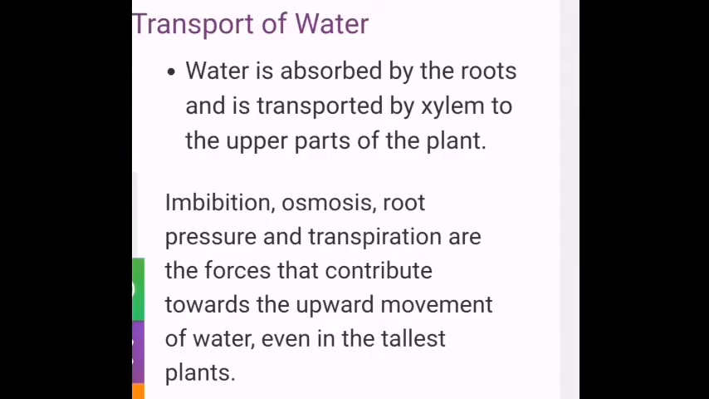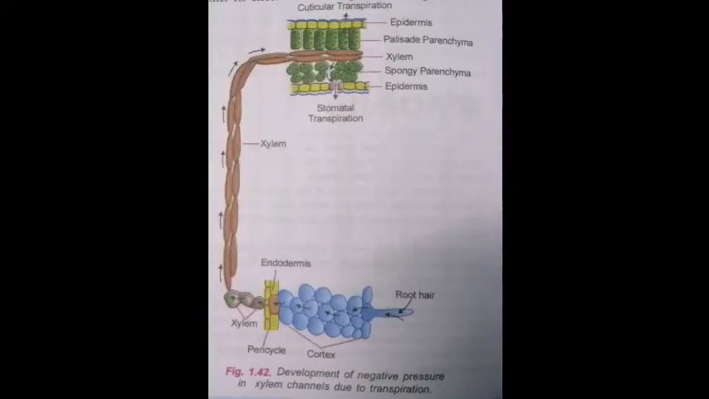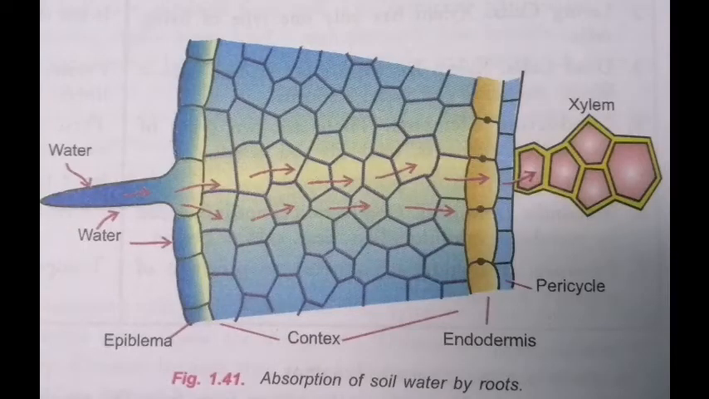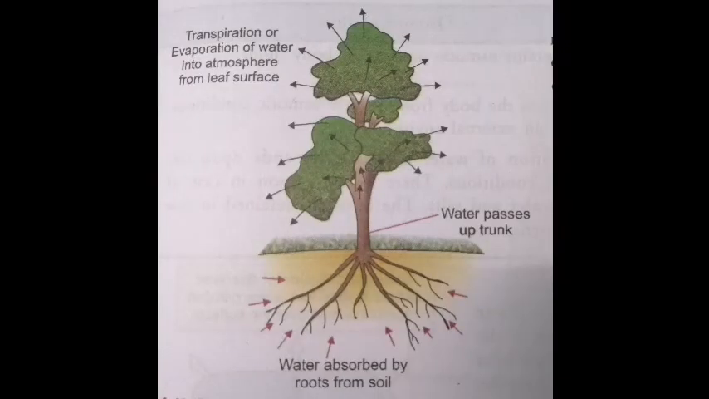The water and the minerals are transported from the roots to the leaves through the xylem. And the food molecules prepared by the leaves, that are utilized by the plants for so many metabolic activities, are translocated from the leaves to all parts of the plants.